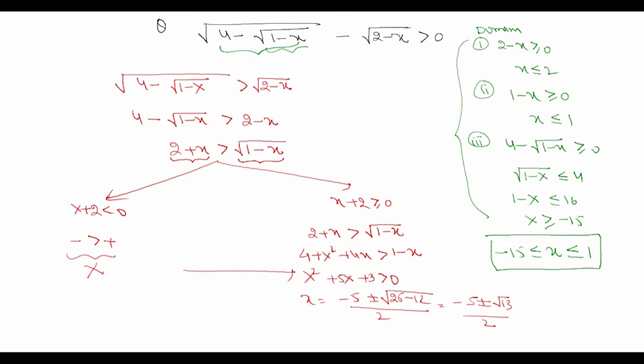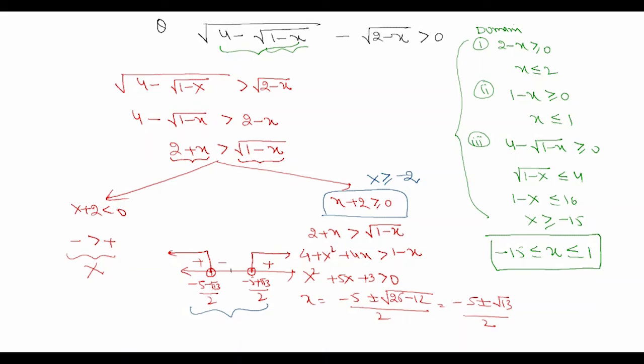I'll take a number line and write both the solutions: minus 5 minus under root 13 by 2 and minus 5 plus under root 13 by 2. So the rightmost is plus, then plus, minus and plus. So either x is less than minus 5 minus root 13 by 2 or it is greater than minus 5 plus root 13 by 2. But then this result has come with the condition, and the condition is x should be greater than or equal to minus 2.